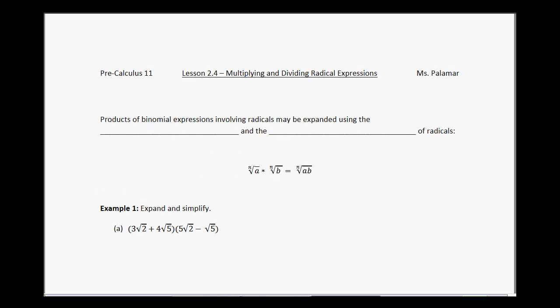Welcome to lesson 2.4 on multiplying and dividing radical expressions. So let's just dive right in.